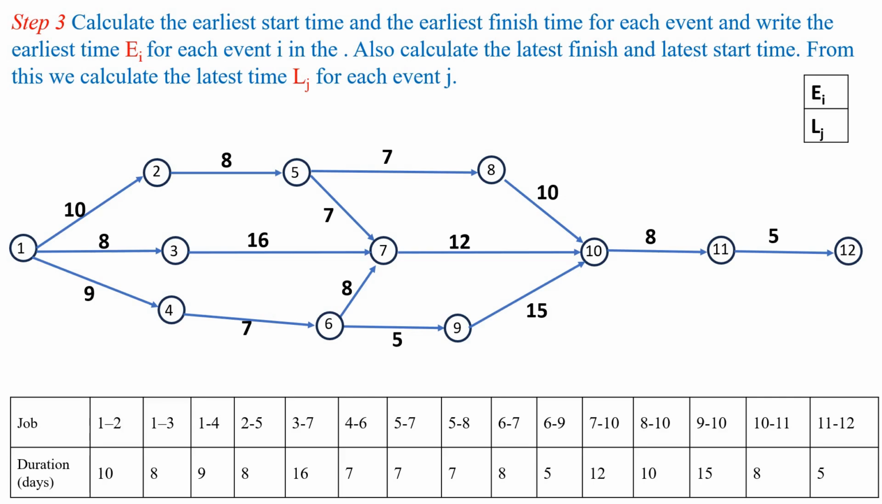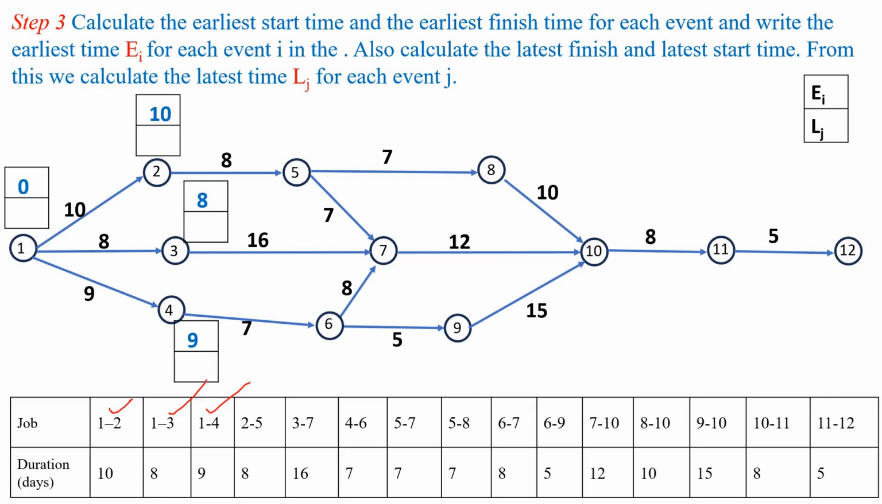First we start with the activity 1 to 2. For activity 1 to 2, earliest start time is 0 and finish time will become 0 plus 10, it is 10. And next activity 1 to 3, start time is 0 and earliest finish time is 0 plus 8, that is 8. And next for the activity 1 to 4, earliest start time is 0 and finish time is 0 plus 9, it is 9.